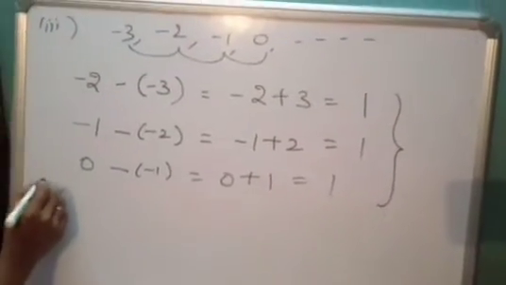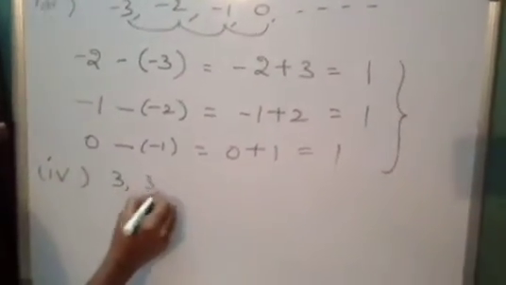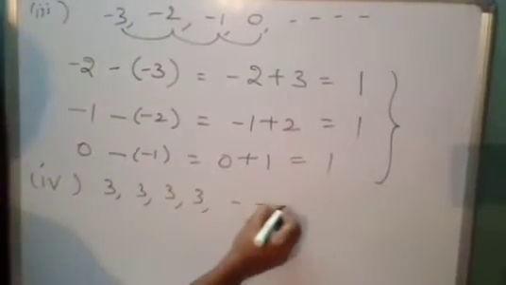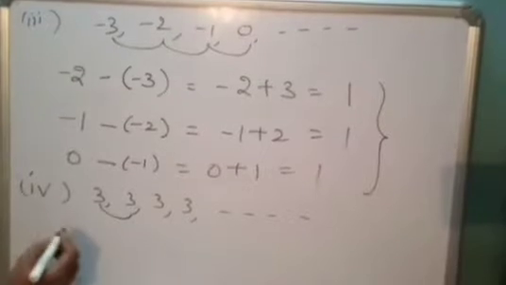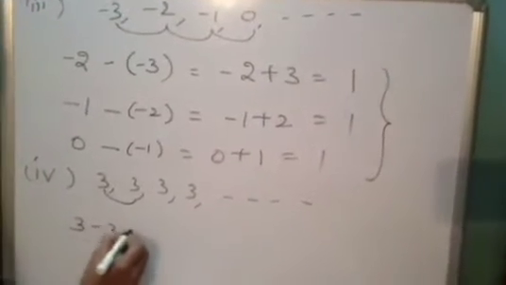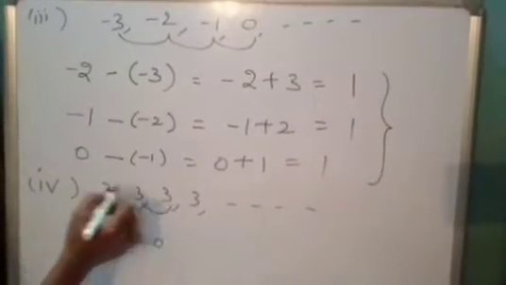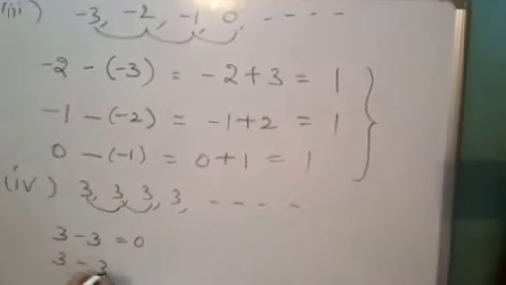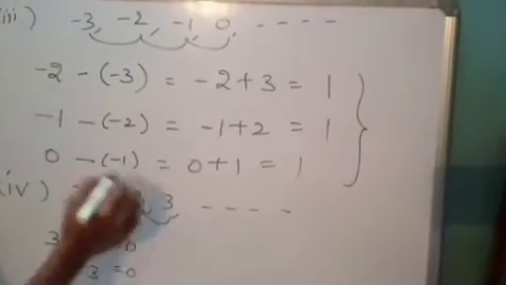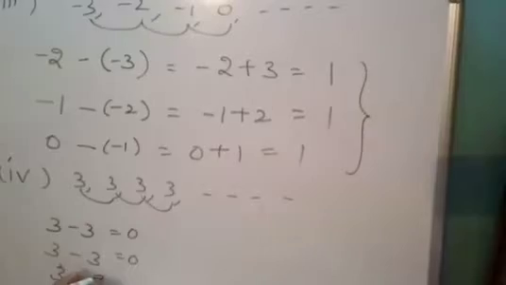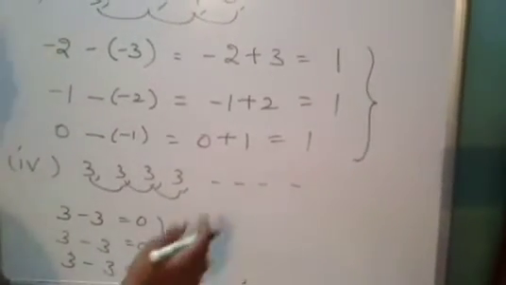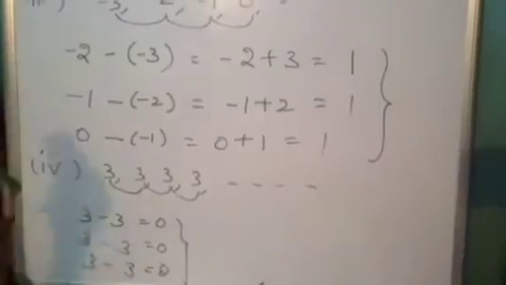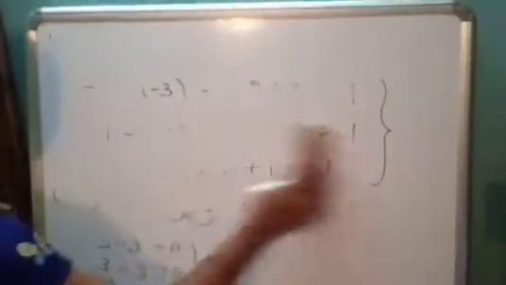And next, the fourth one: 3, 3, 3, 3 and so on. In this also, the difference of the second term and the first term is 3 minus 3 equal to 0. The third and second term difference is 3 minus 3 equal to 0. The fourth and third term difference is 3 minus 3 equal to 0. In this, the differences are all equal. So the common difference is 0.